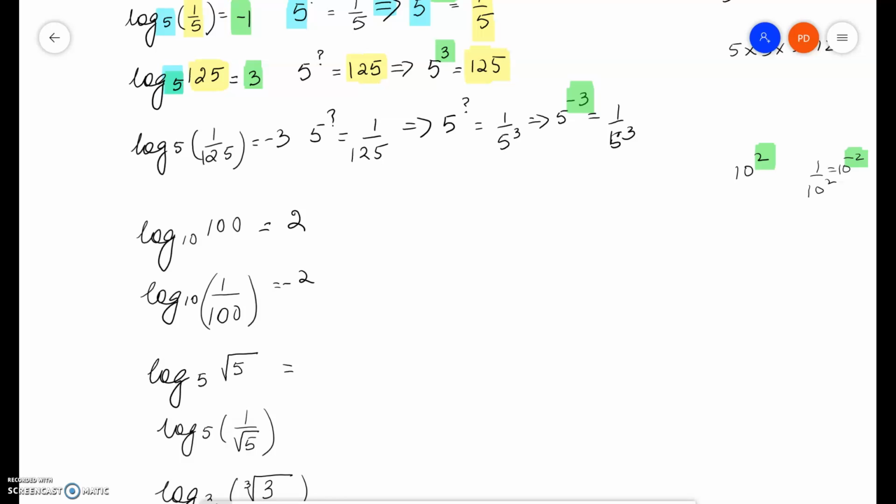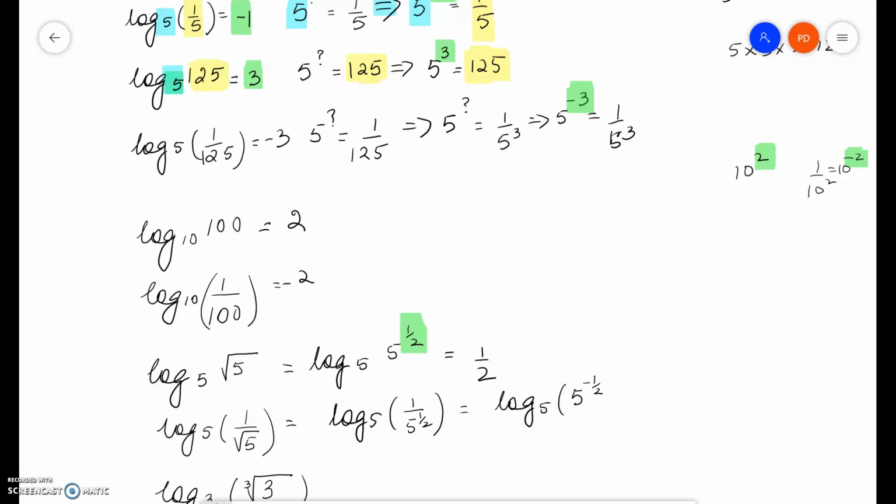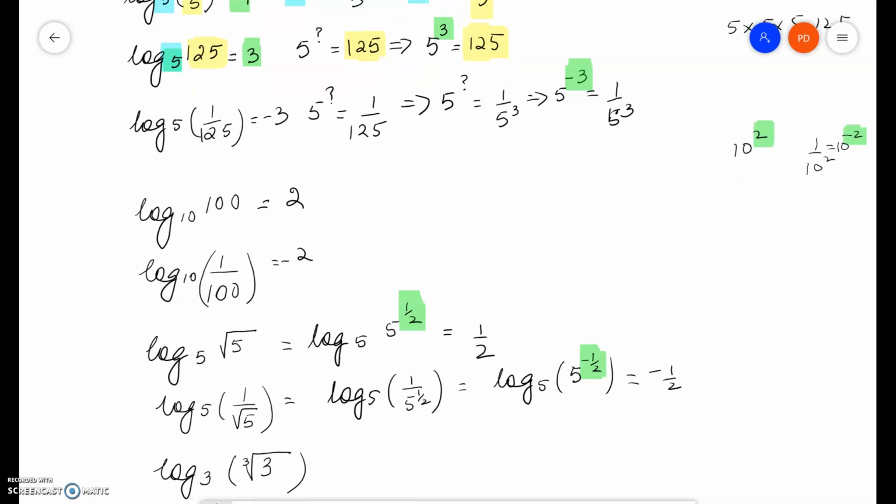Now let's look at log of radical 5. Remember, radical 5 in the exponential form is 5 to the half, right? So the exponent is the log of the number, so that is equal to half. We have log to the base 5 of 1 over radical 5, which is 1 over 5 to the half, which is 5 to the negative half. Remember the bases have to match here, and the exponent is the log of the number.